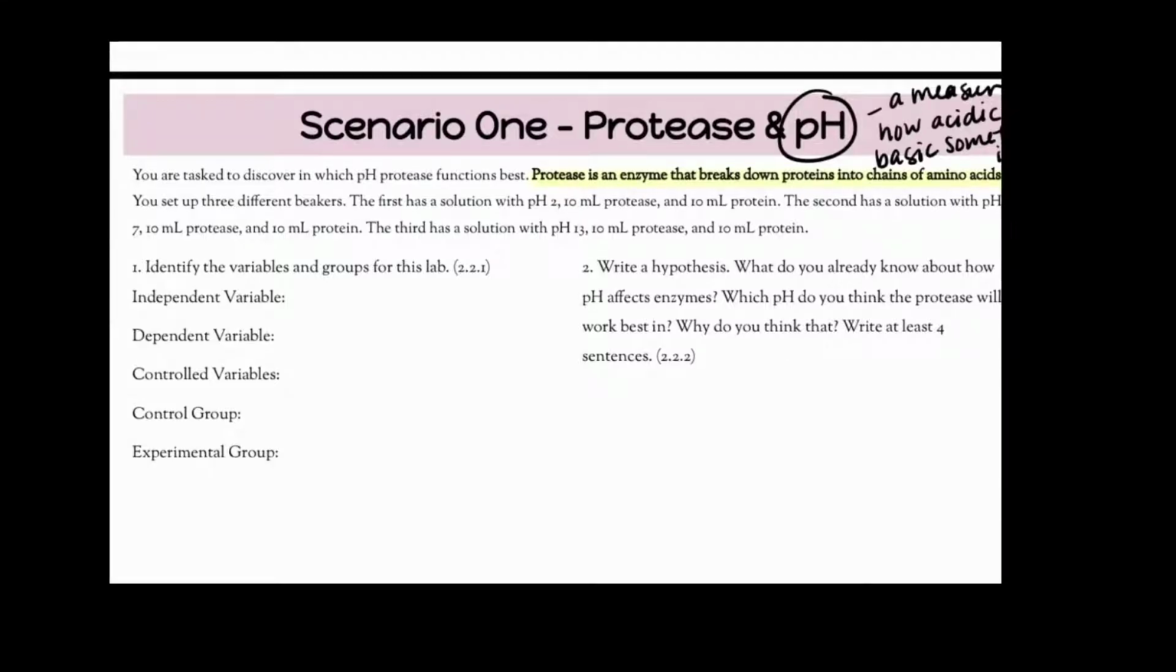Okay, you set up 3 different beakers. The first has a solution with pH 2, 10 milliliters of protease, and 10 milliliters of protein. The second has a solution with pH 7, 10 milliliters of protease, 10 milliliters of protein. The third has a solution with pH 13, 10 milliliters of protease, and 10 milliliters of protein. I think it would be best if I drew a picture of this so that we have a good idea of what this lab is.